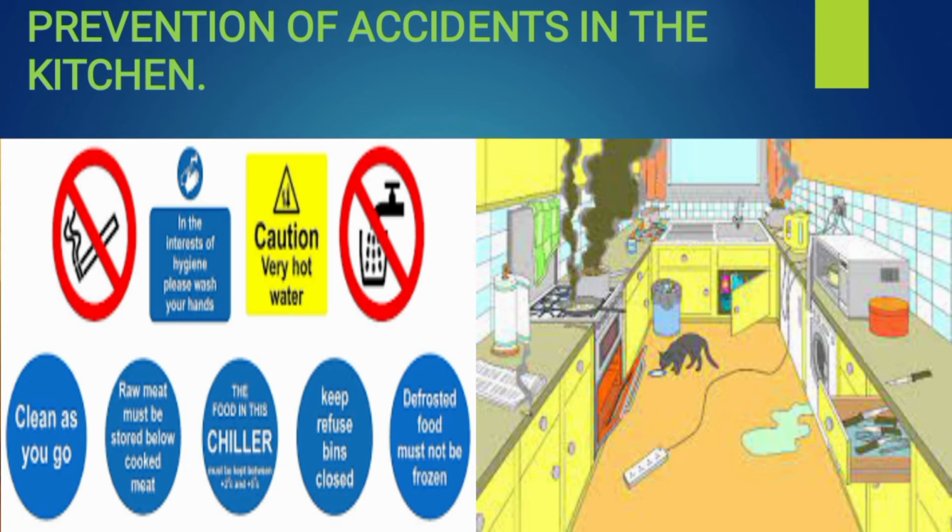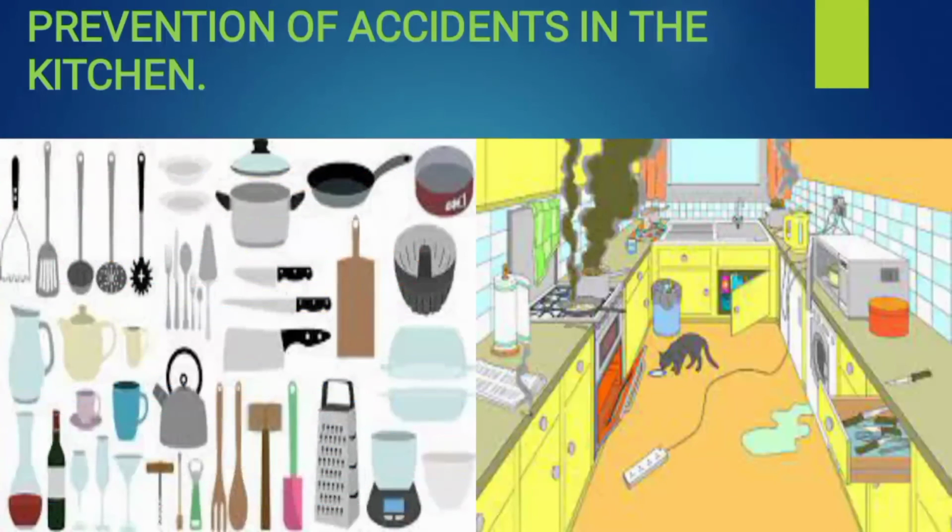Then hazard in the kitchen. If it's looked into, you can see everything is burning, the kitchen is upside down. If there's carefulness in this kitchen, this won't happen, and thereby accident is prevented in the kitchen. Then kitchen equipment, if they are carefully used and handled, accidents will be prevented in the kitchen.